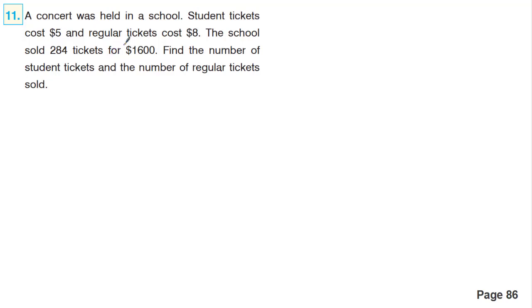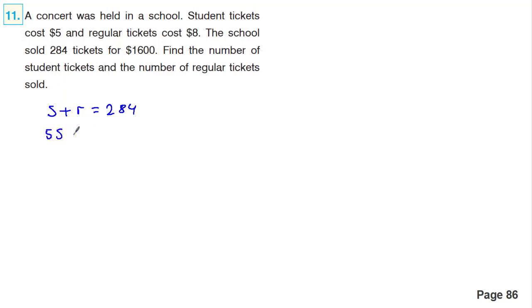A concert was held in a school. A student ticket cost $5 and a regular ticket cost $8. The school sold 284 tickets for $1,600. Find the number of student tickets. Let's say there were S student tickets and there were R regular tickets. So student tickets plus regular tickets should add up to 284.